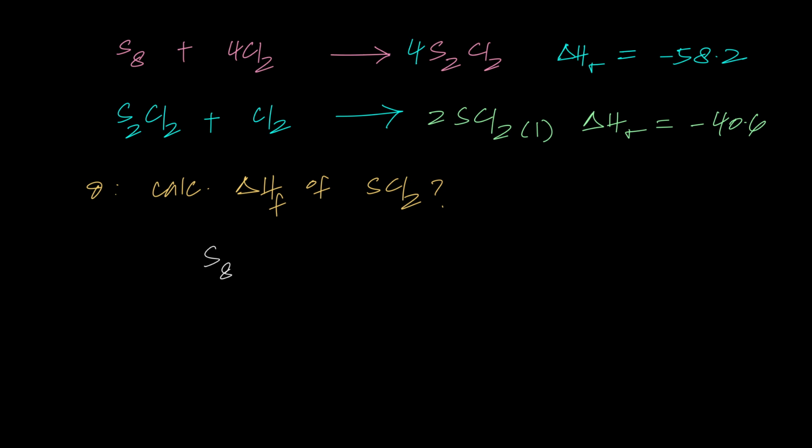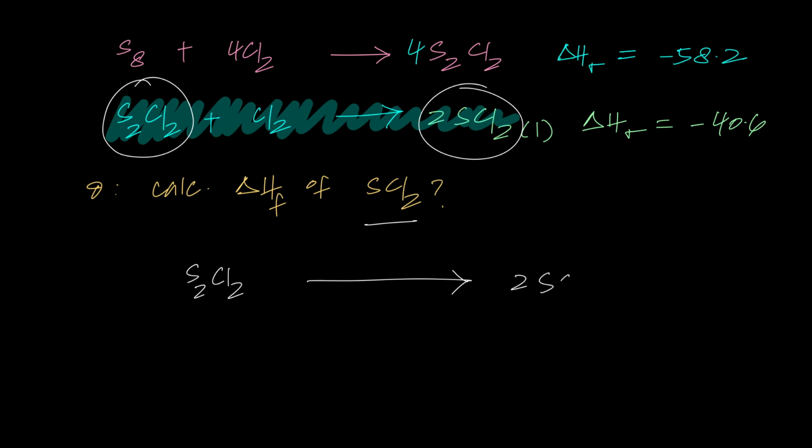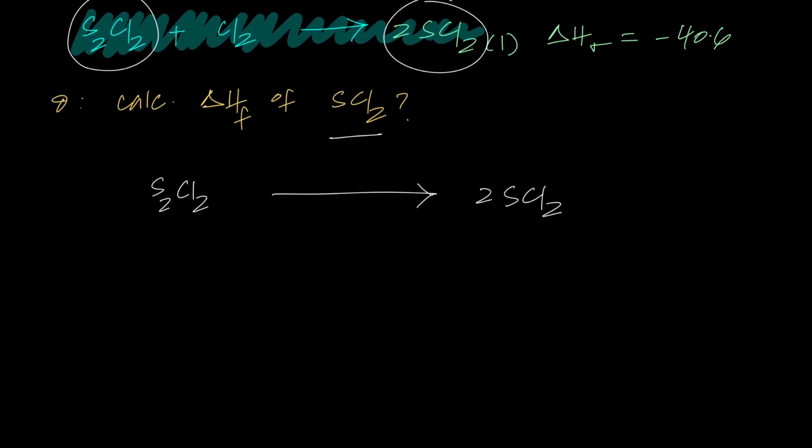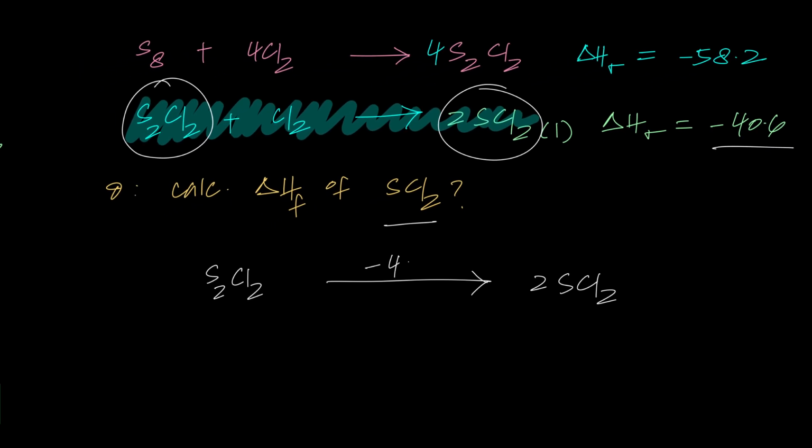But if you want to figure out the enthalpy change of formation of SCl2, and you're given just this particular equation, what you could think is, hey, I could figure out the enthalpy change of formation of this fella from this one reaction. So what do you mean? Write S2Cl2, and then write the same equation, S2Cl2 going into 2SCl2. And what is the enthalpy change for it? The enthalpy change of reaction is minus 40.6.